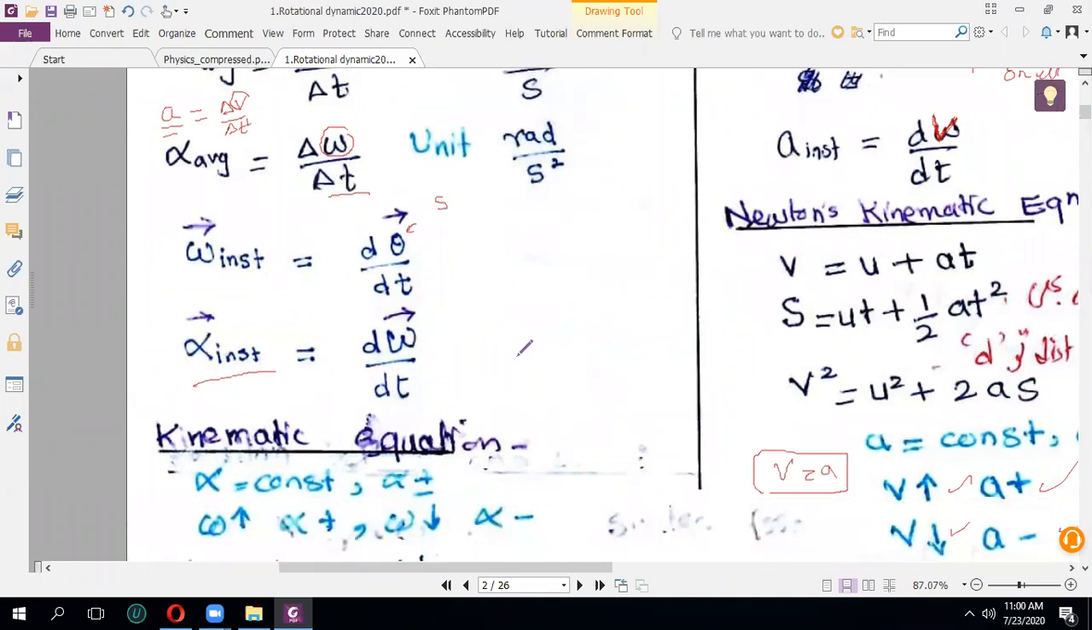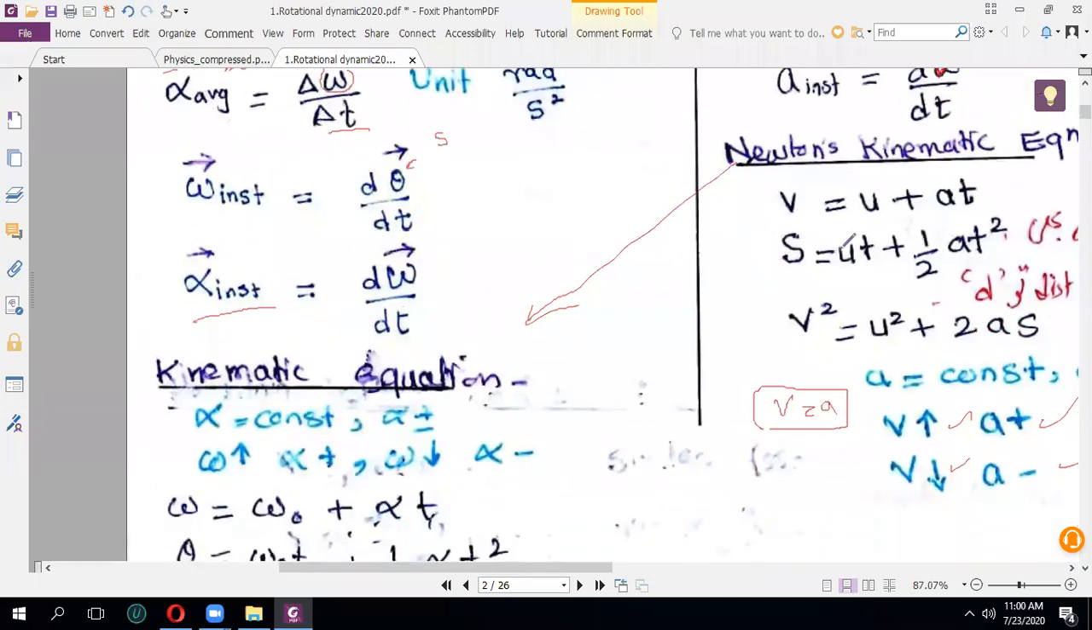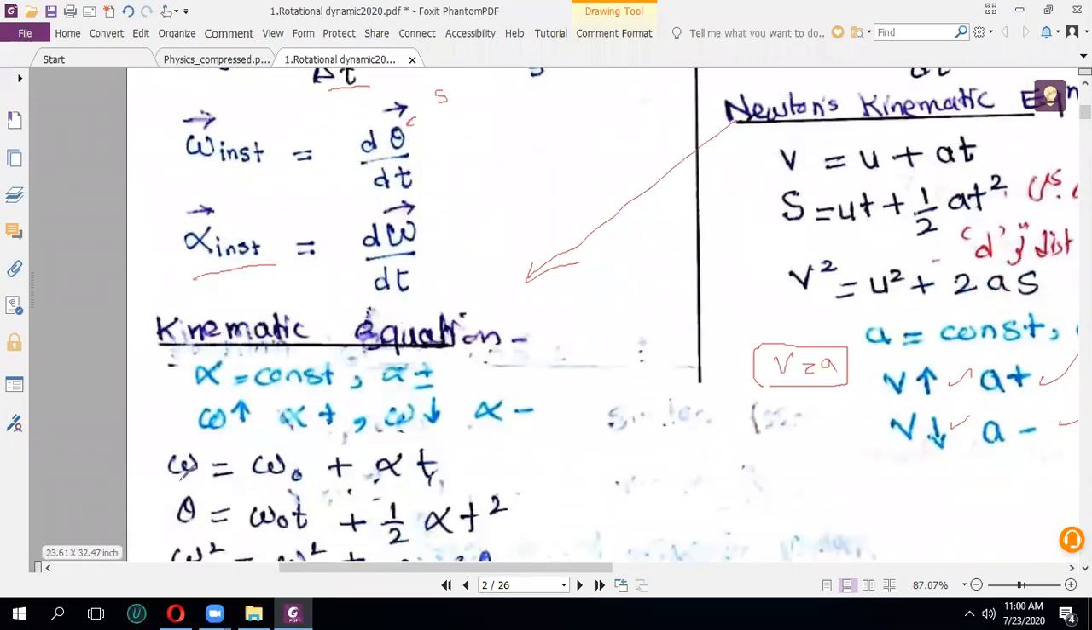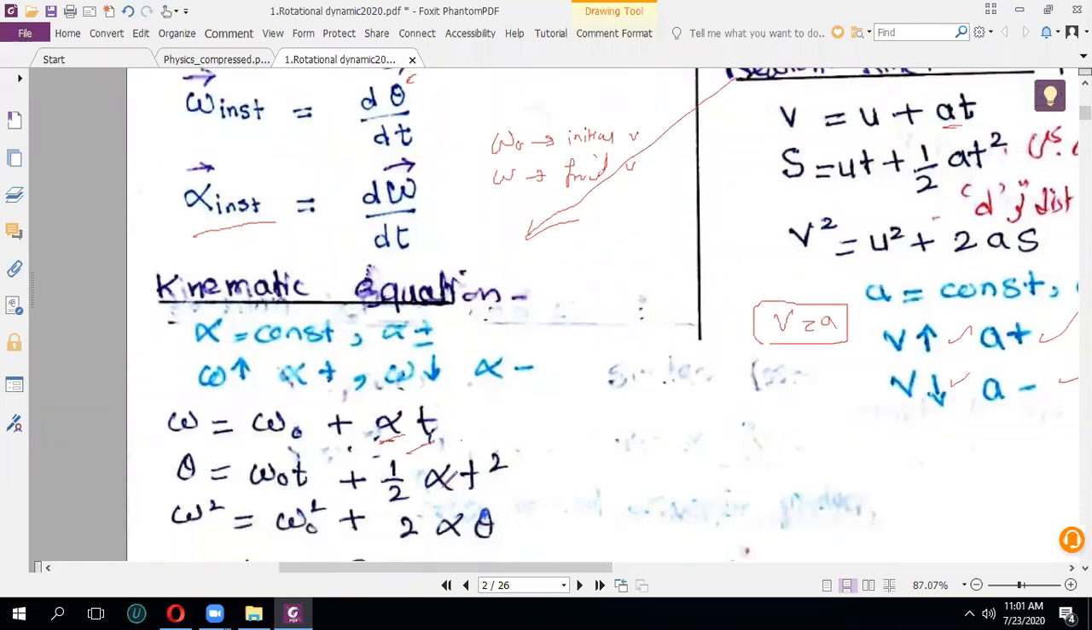Yes, sir. Very easy. Similarly, we can convert the Newton kinematical equation. What we are taking V की जगह? We are taking V की जगह omega, right? Small u की जगह we are taking omega 0. This means that omega 0 represents initial velocity, starting velocity, and omega represents the final velocity, correct? And acceleration we are replacing by alpha, and time is as it is. How we convert kinematical equation?